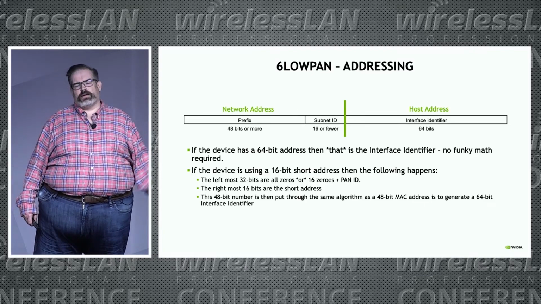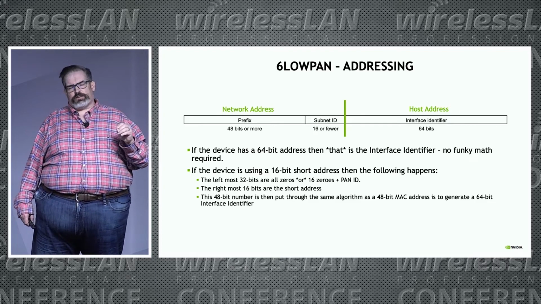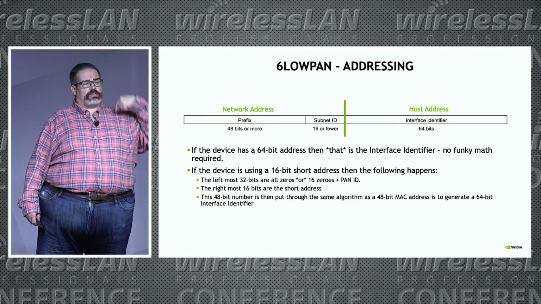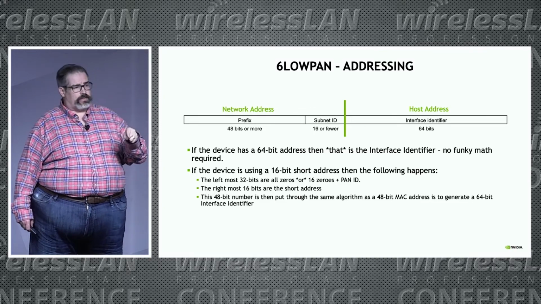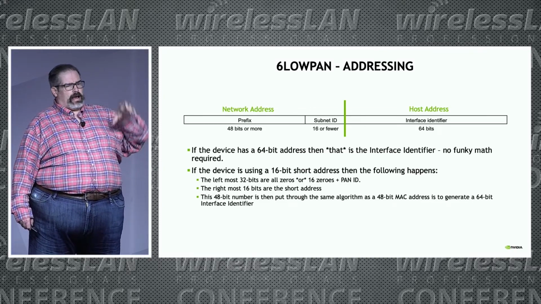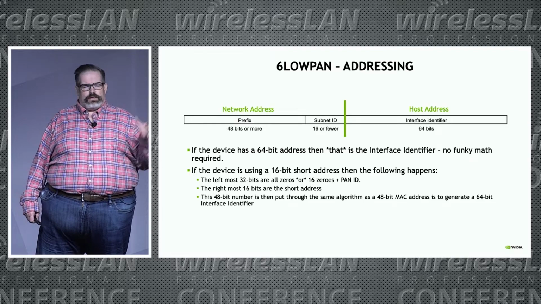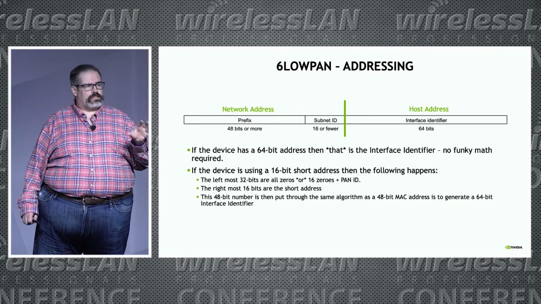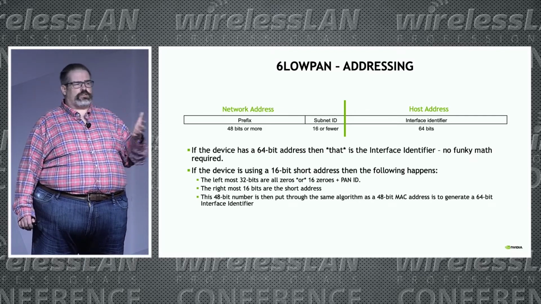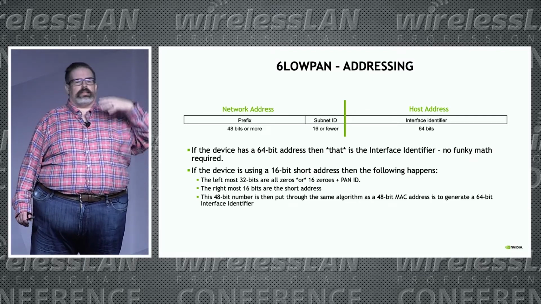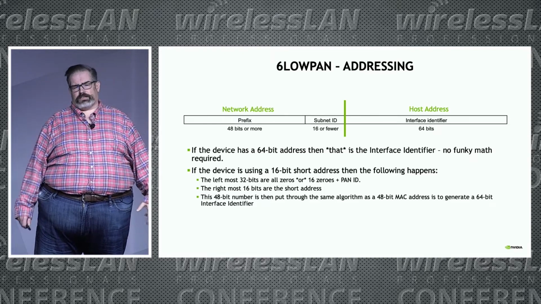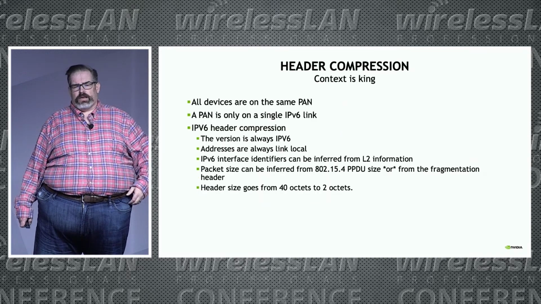Just use that. If you're using the 16-bit short address, our goal is to get to a 48-bit number that is then put through the same process that a MAC address is when generating an address via SLAAC. So you either slap 32 zeros on it, or 16 zeros plus the PAN ID, which unfortunately isn't always present, and that gets you to 48 bits. You turn around, there you go. You've got your 64-bit interface identifier.